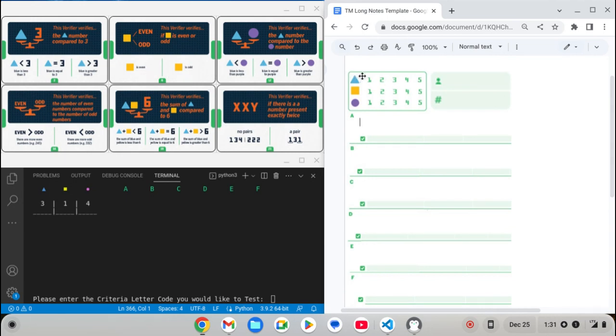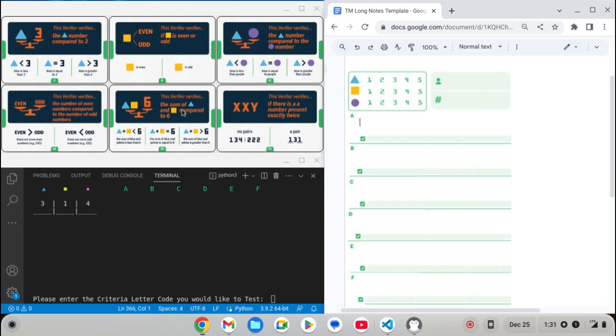Criteria card C will take a look at our first and last digits, triangle and circle, and compare them. So should the value of triangle be less than circle? Should they be equal? Or should the value of triangle be greater than circle? Criteria card D will take a look at the 3-digit solution, and the Turing Machine will let us know a little bit about the ratio of even to odds. Should there be more even than odds, or should there be less even than odds?